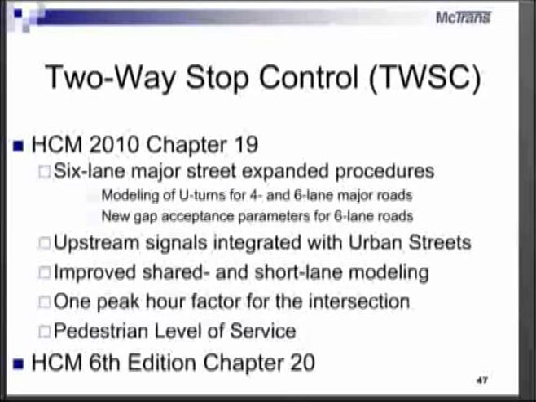The model 6 lanes on the major street, it used to be restricted to 4. On 4-lane and 6-lane major roads, U-turns happen, and so those were added in 2010 to be able to model critical headway and follow-up headway for U-turns and conflicting flow relationships.